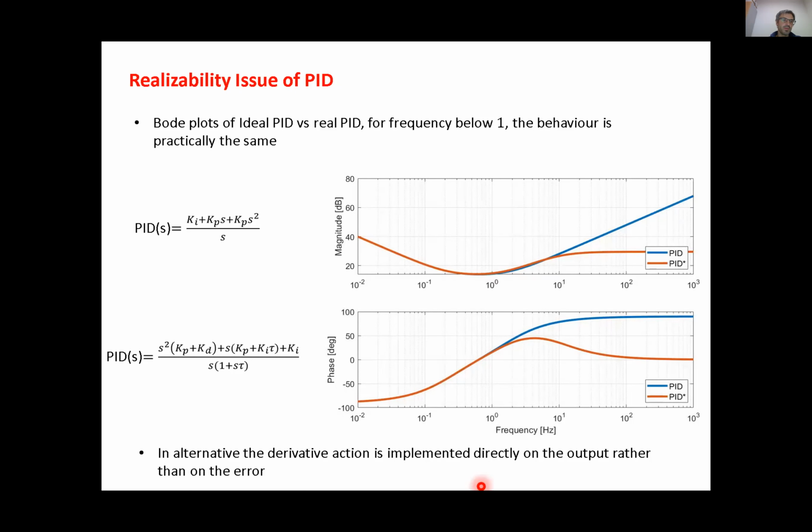In alternative, what people do is they differentiate only the output and not the error, to avoid the problem of discontinuities in the reference signal that creates spikes in the system. But you should also always add a high frequency pole for reliability.